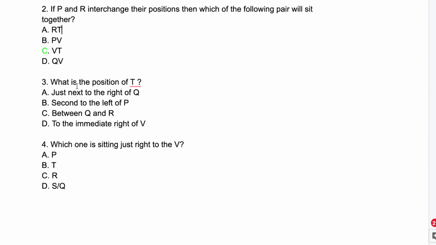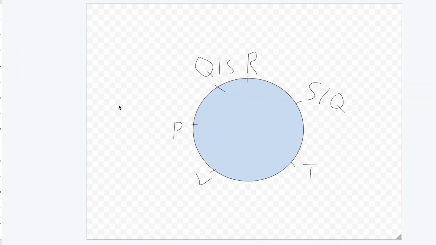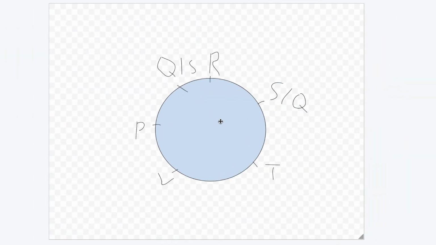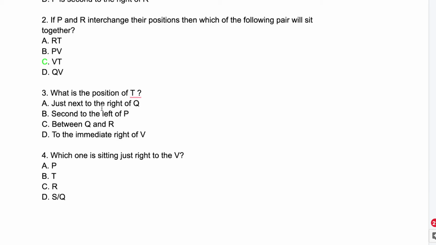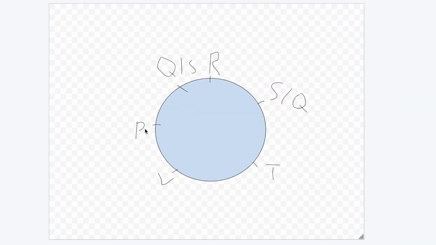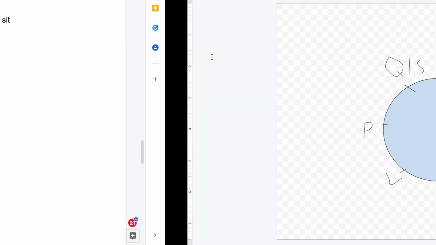Question 3. What is the position of T? A: just next to the right of Q. So remember, it says next to the right of Q. Now, when we're talking about rights and such, it's always facing the center, so their right might not be the same as our right. So the right of Q in this one is going to be P, and the right of Q in this one is going to be R. So A is not correct. B: second to the left of P. P is here, and the second to the left of P here would be R, which is again also not T.